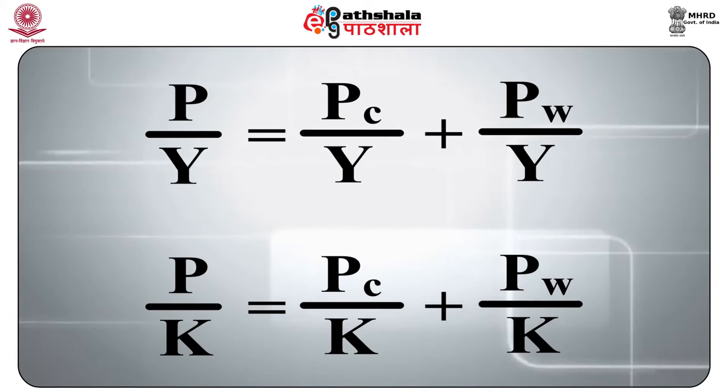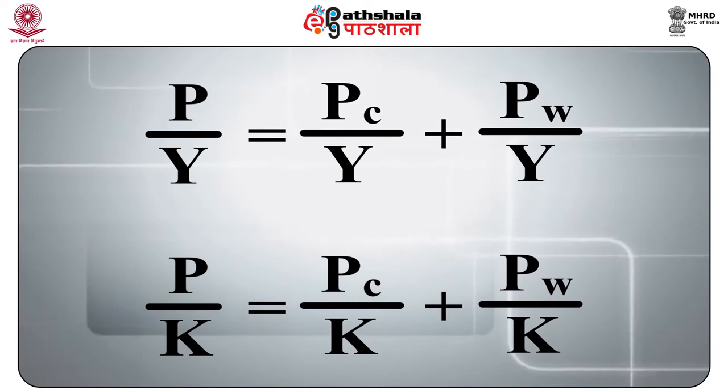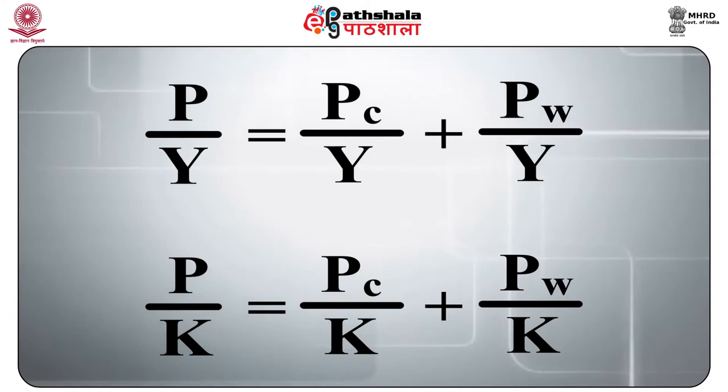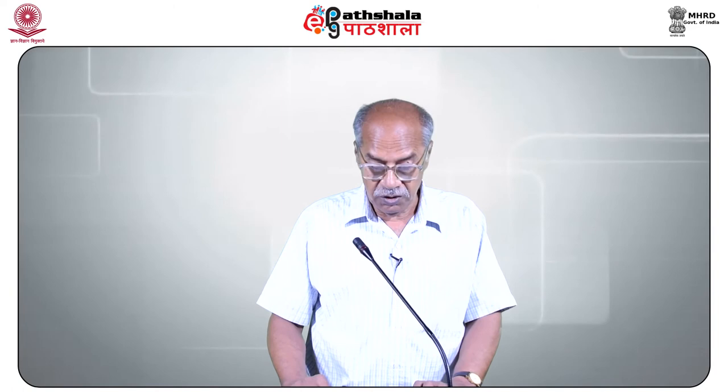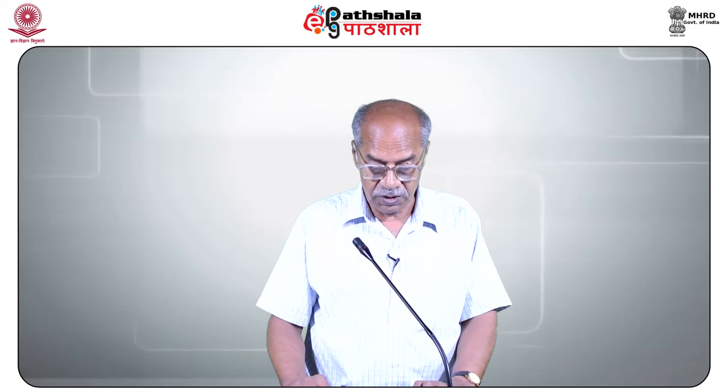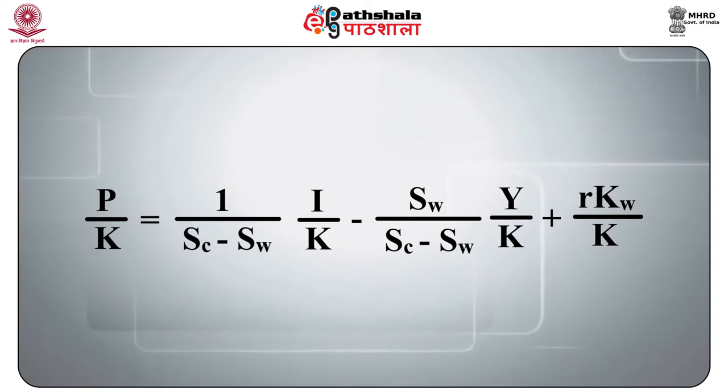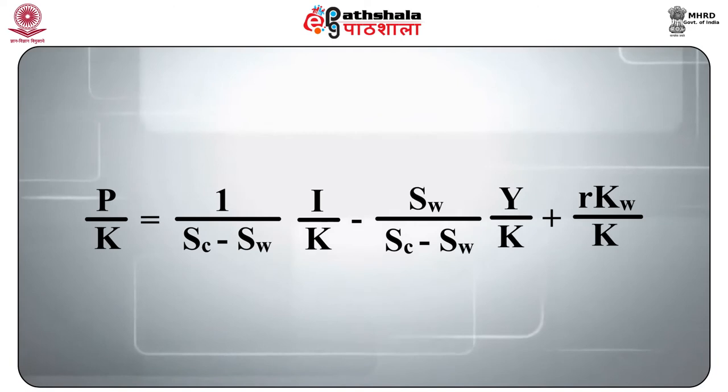So, putting these values in equations 8 and 9, we get equations 10 and 11. Equation 10 shows that the share of total profit in income is equal to PC upon Y plus PW upon Y. And the rate of profit is equal to PC upon K plus PW upon K. We already know PC upon K from equation 9. Writing KW for the amount of capital that workers own indirectly through loans to the capitalists, and R for the interest rate on these loans, we obtain P upon K as equation 12. This is simply equation 11 where we have added R times KW upon K to the right hand side.